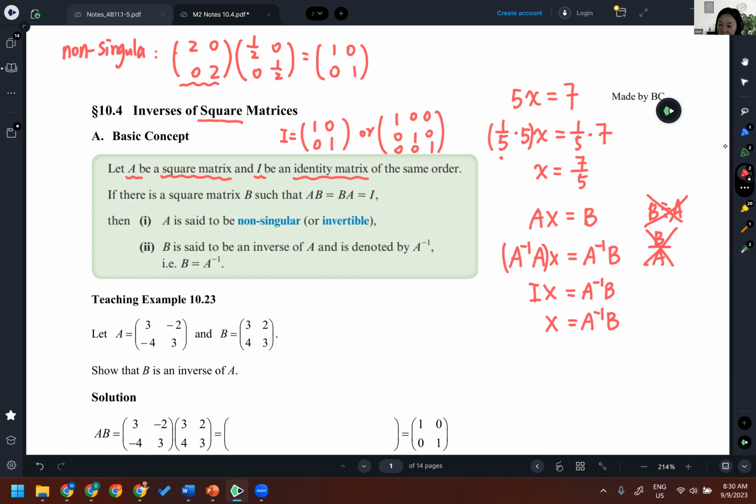This one is non-singular. This one is non-singular. Now, for singular ones, easy. 0, 0, 0, 0. No matter what you multiply, you cannot get the identity matrix. Right? It's not just this one, there are more.